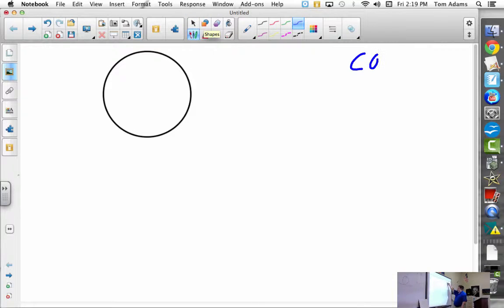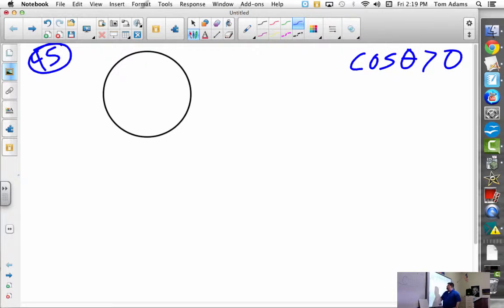Cosine of theta is greater than 0. That's the first thing they tell us for problem number 45 out of your textbook. Alright, cosine is greater than 0. And then what they tell us is that sine of theta is equal to negative 2 over 5. Okay?